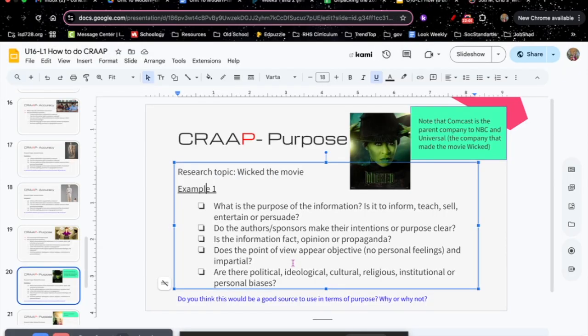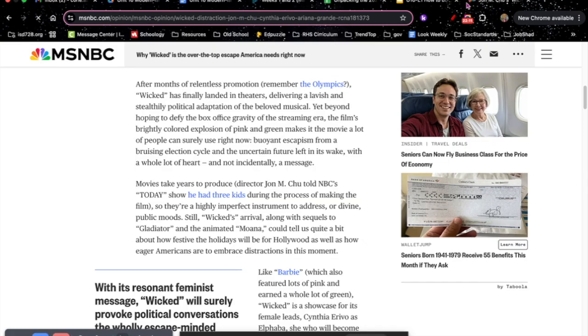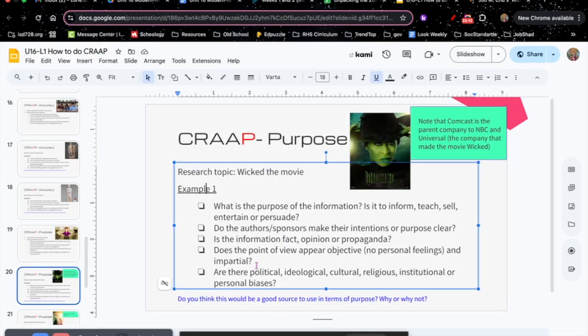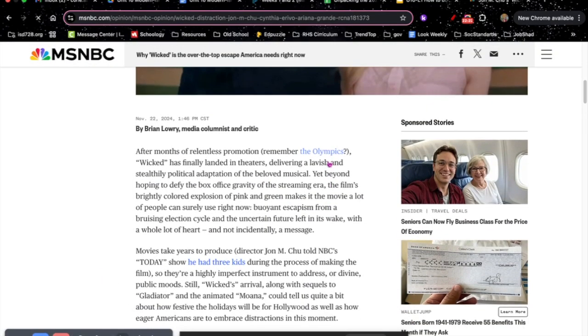And does the point of view appear objective, meaning no personal feelings and impartial? Well, it's a movie review and there's going to be a lot of opinions, so no. And are there political, ideological, cultural, religious, institutional, and personal biases? There's definitely personal biases because, again, it is a movie review.